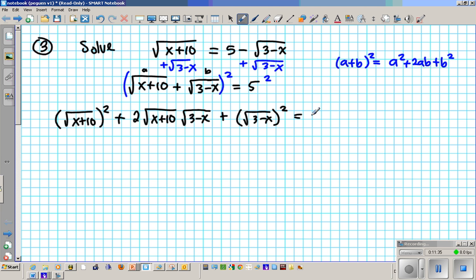On the right side, 5 squared is simply 25. When we simplify this, we're going to end up with x plus 10, because the square and the square roots cancel out, plus 2. Now, all we need to do is follow these two together since they're going to be combined. So x plus 3, you just follow this out.